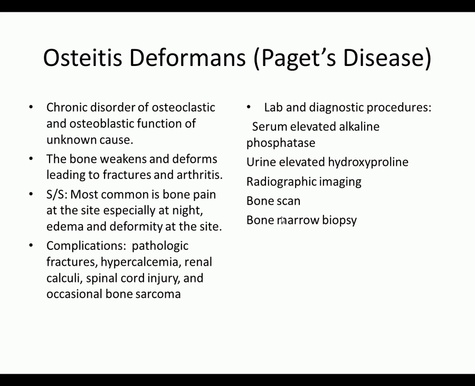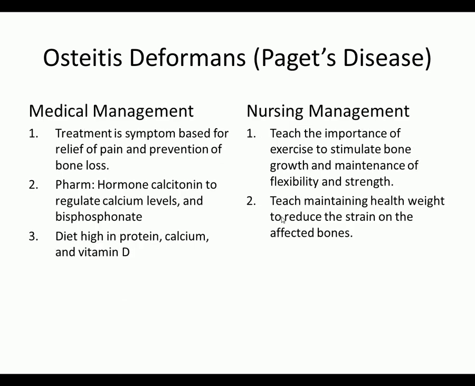Your medical management is based on symptoms and includes calcitonin injections to regulate that calcium loss. You need to provide them with a diet that's high in protein and calcium and vitamin D. They may be given bisphosphonates as well to help bind with that calcium. Your nursing management, you're going to teach them the importance of exercise to stimulate bone growth and maintenance of flexibility and strength. And you need to teach them to maintain a healthy weight and reduce the strain on their bones.